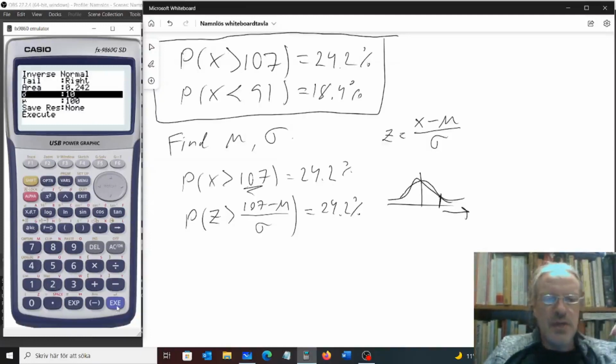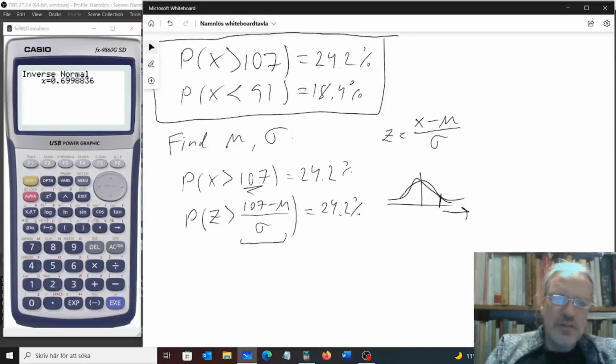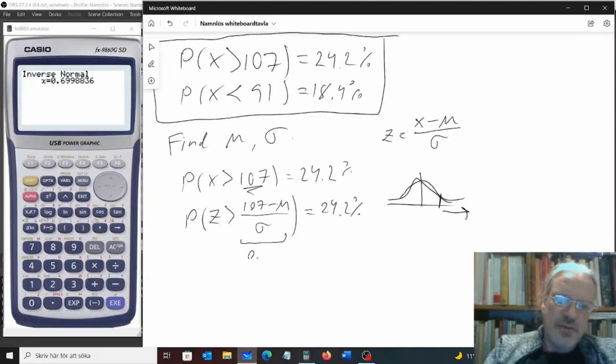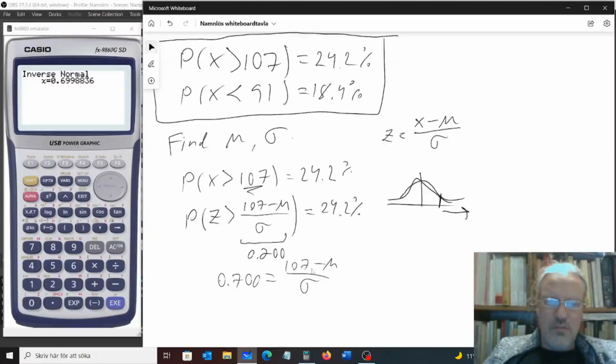Our standard deviation now in the standard normal distribution is 1, and our average is 0. And we calculate this, and what we have found now is this value here, because that is the x value, which now is the z value. We found that that was about 0.700. In other words, our x value, that is 0.700, must be equal to 107 minus mu over sigma. So 2 unknowns, 1 equation, we need another one.